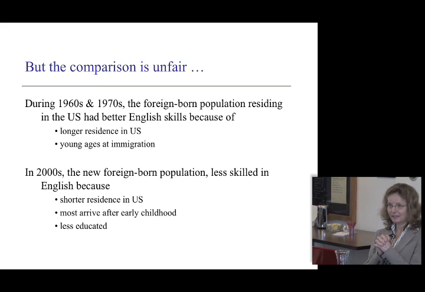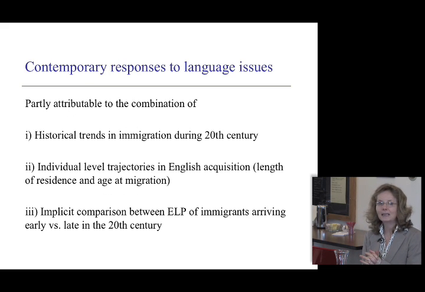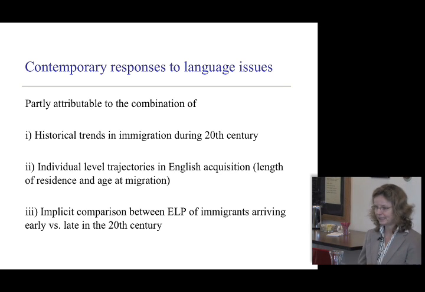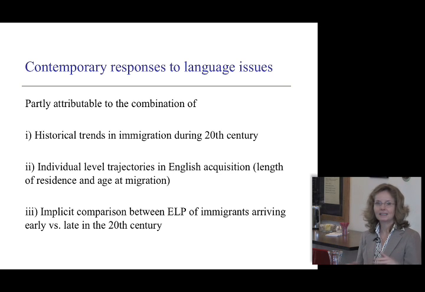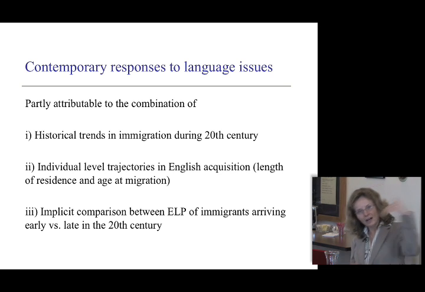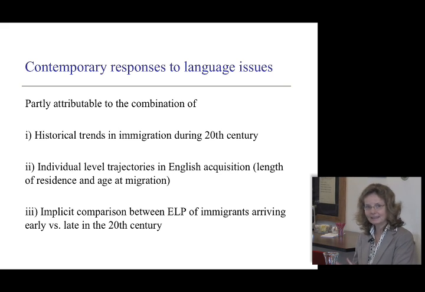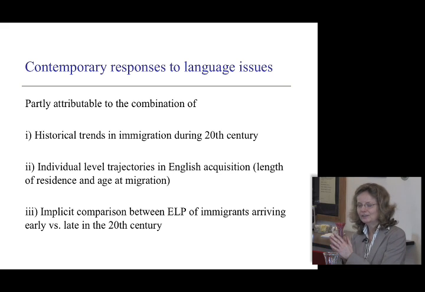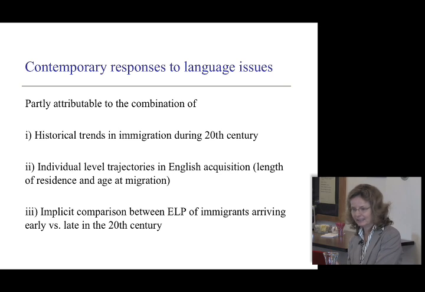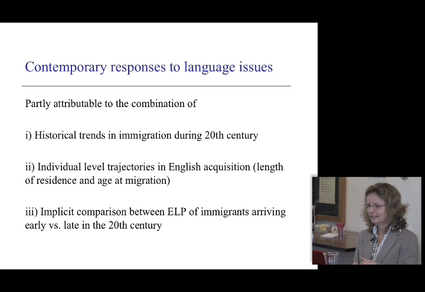And so I am now arguing that the contemporary responses to language issues among immigrants in the United States is partly attributable to the confluence of these micro and macro trends. The macro trends, of course, are the historical trends in immigration during the 20th century, with that huge fall off in the middle of the century and then the recent upswing, which meant that immigrants aged in place and now set up the stage for an implicit comparison of the early versus late arriving immigrants, and a combination of these individual level trajectories in English language acquisition, in which age at migration and length of residence are so important in predicting the English language proficiency of immigrants. And that's it.